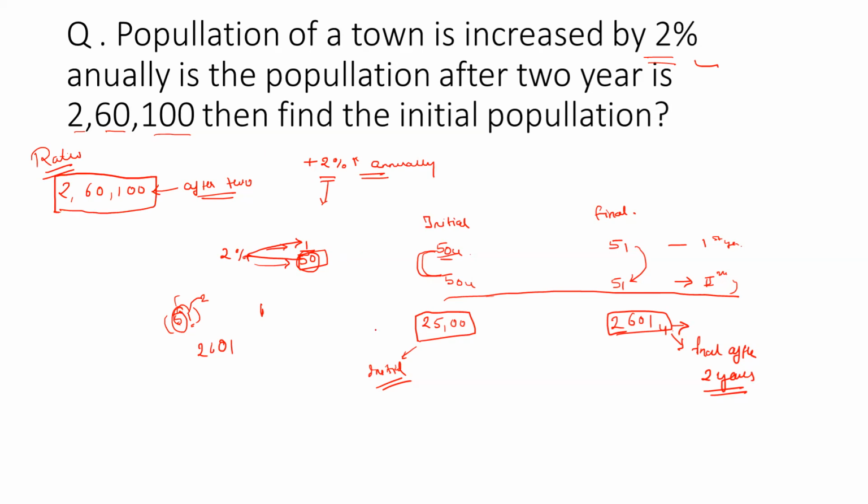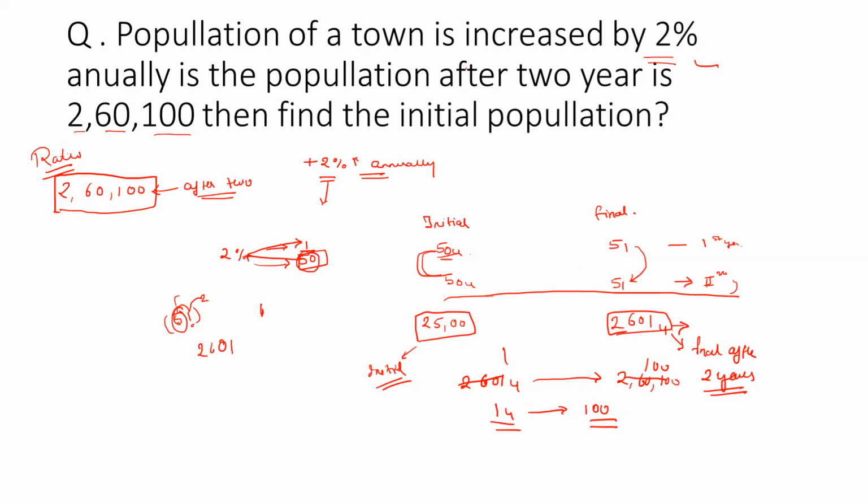2,60,100. So I will compare this 2,601 unit, which I got after 2 years, with this 2,60,100 rupees which is given in the question. So I will get the value of 1 unit: 2601 ones are 2,60,100, so the value of 1 unit is nothing but 100.